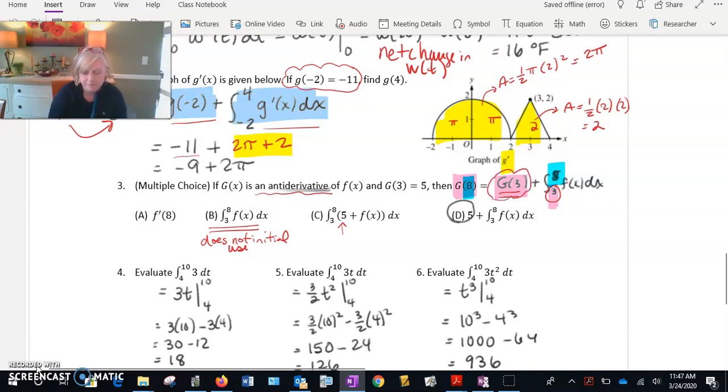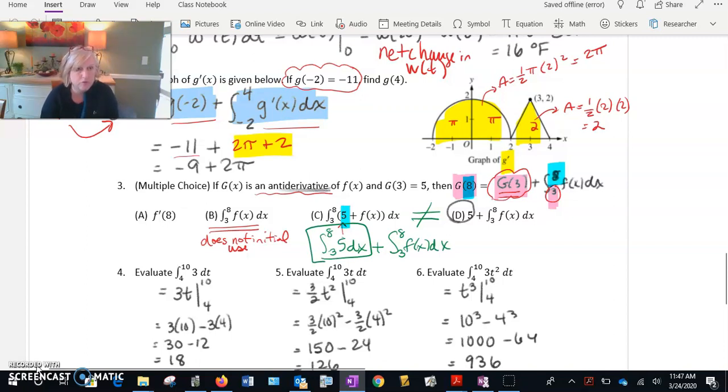Here in C, you start to think, well, maybe they did include the initial condition. But remember, you can't just pull a constant out of these two things. C and D are not equal to each other because the rule for sums in a definite integral is really that this is the same as the integral from 3 to 8 of 5 dx plus the integral from 3 to 8 of f of x dx. This integral right here is not going to be equal to 5, that initial condition. Remember, that's equal to 5 times 8 minus 3 because it's a rectangle. So that's why that one's out as well.